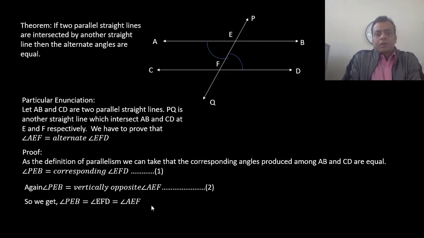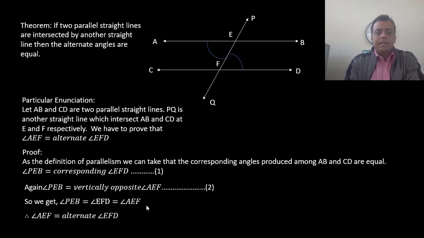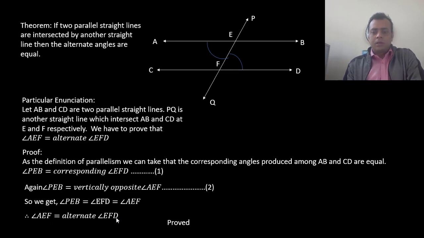Now, if we eliminate PEB from here, that is, if we overlook PEB here, then we can get EFD equal to angle AEF. So we can write angle AEF is equal to EFD, which is alternate. So angle AEF is equal to alternate angle EFD. So our proof completes here.